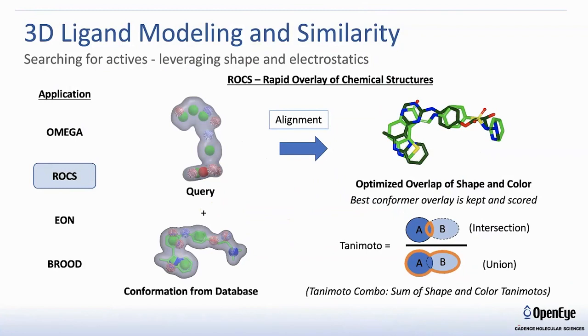Each conformer of each molecule within the database is then overlaid on the query and optimized for alignment with the query in order to attempt to maximize the overlap of both shape and color features between the two entities. Scoring is typically done using Tanimoto combo scoring, which evaluates the degree of shape overlap and color overlap separately, and then these two ratios are combined to provide a final score in the range of 0 to 2 that represents the 3D similarity between the two entities.